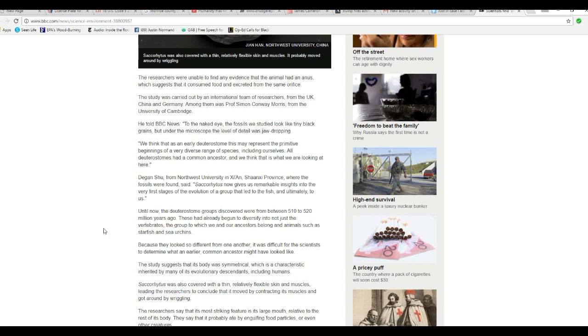Until now, the deuterostome groups discovered were from 510 to 520 million years ago. These had already begun to diversify into not only vertebrates, the group which we and our ancestors belong to, but animals such as starfish and sea urchins. Because they look so different from one another, it's difficult for the scientists to determine what an earlier common ancestor might have looked like. Why don't some of you scientists go into the local nut house and you'll find plenty of examples. Or just look yourselves in the mirror.